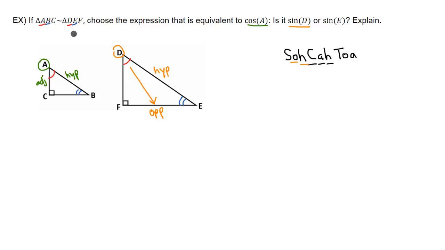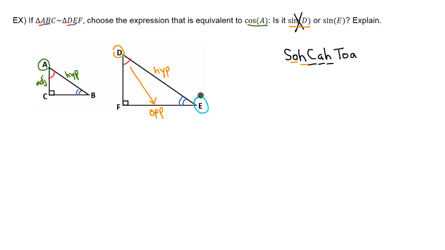Now another fact about similar triangles is that the corresponding sides all have the same ratio. So for cosine of A, you've got AC right here, the adjacent side, and that's going to be matching up with DF right here. But for sine of D, what we just figured out, we don't use this side at all. So it looks like sine of D is not going to be equivalent to cosine of A right here. So let's go ahead and try sine of E.